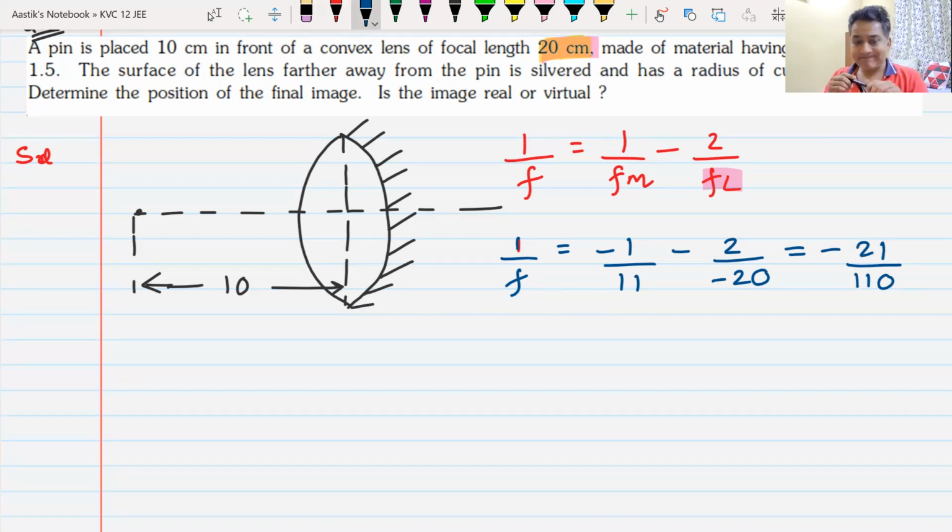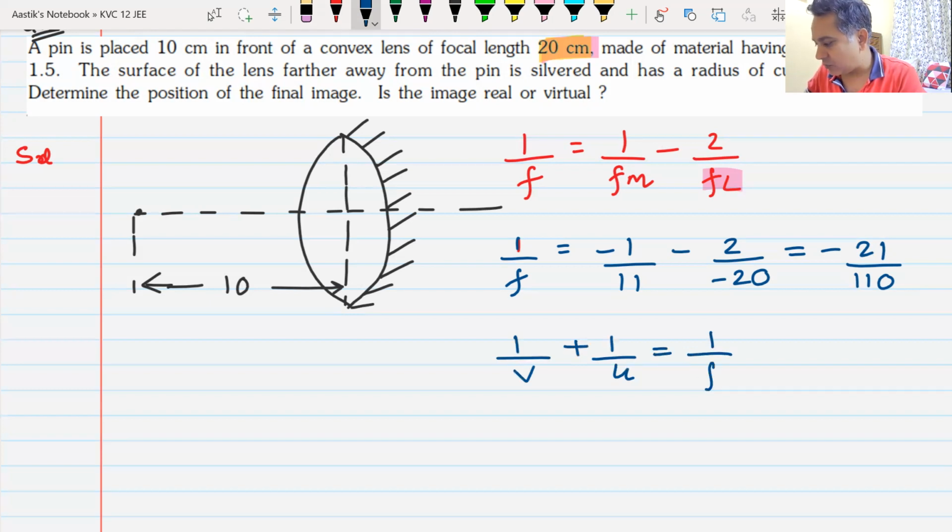Do we get this? You just have to calculate this. Once you get this, you can apply the same formula: 1 by v plus 1 by u is equal to 1 by f. 1 by f is already there. u is given as minus 10 centimeters. Just put it there.